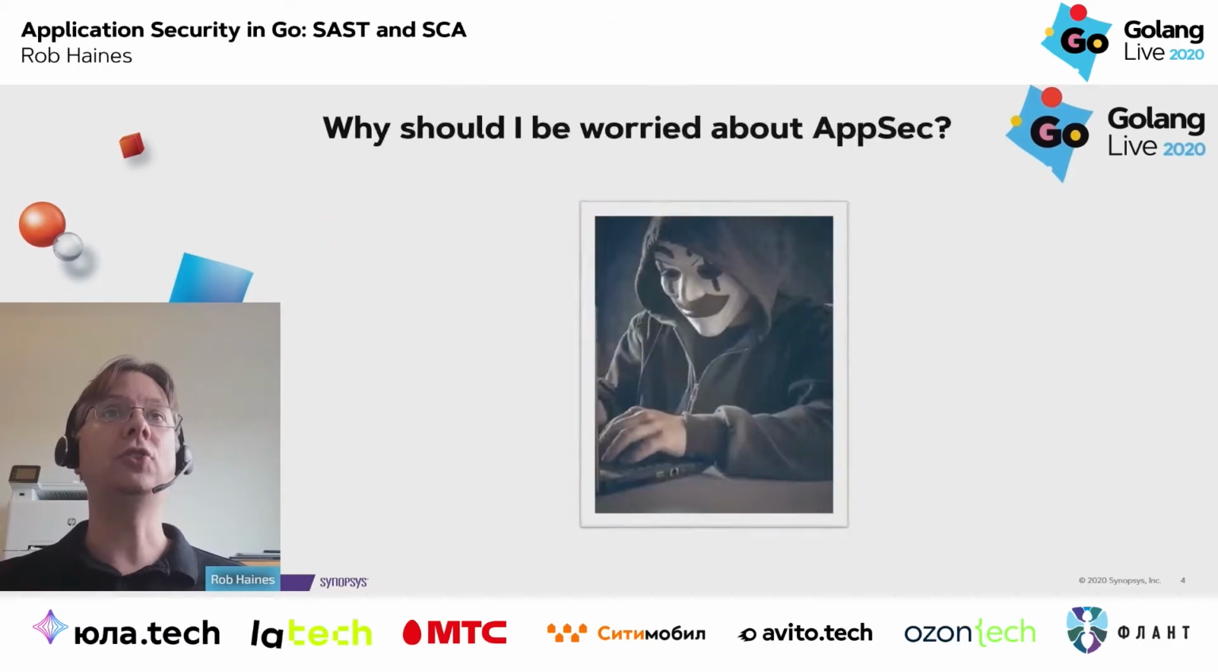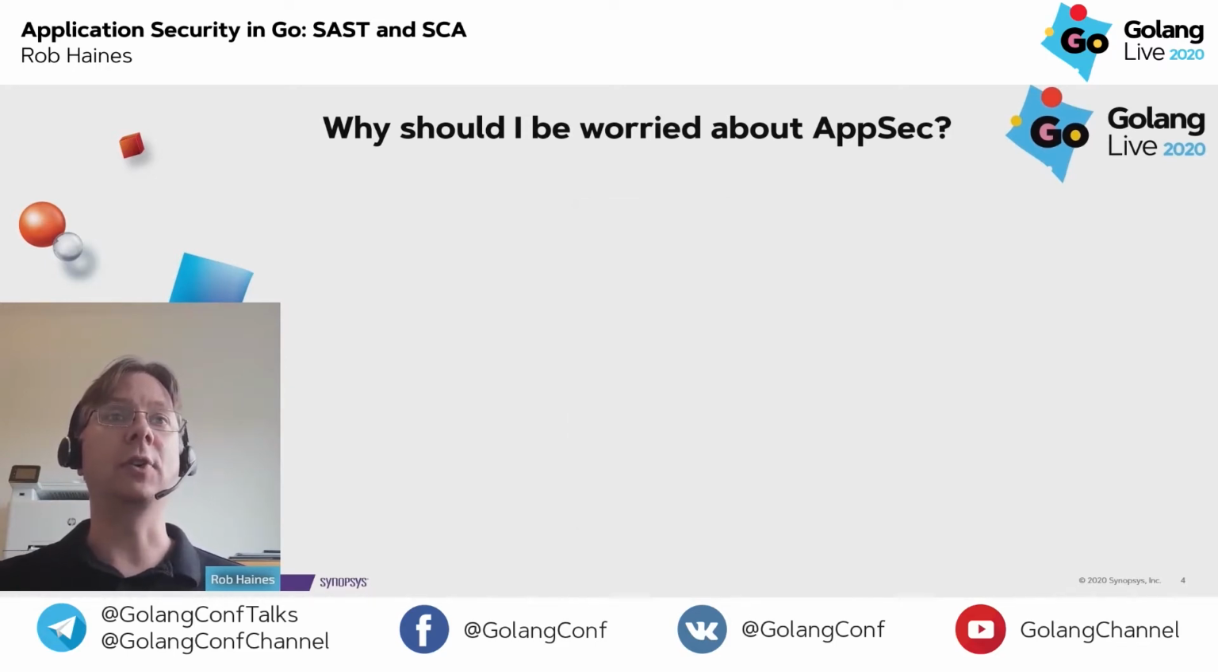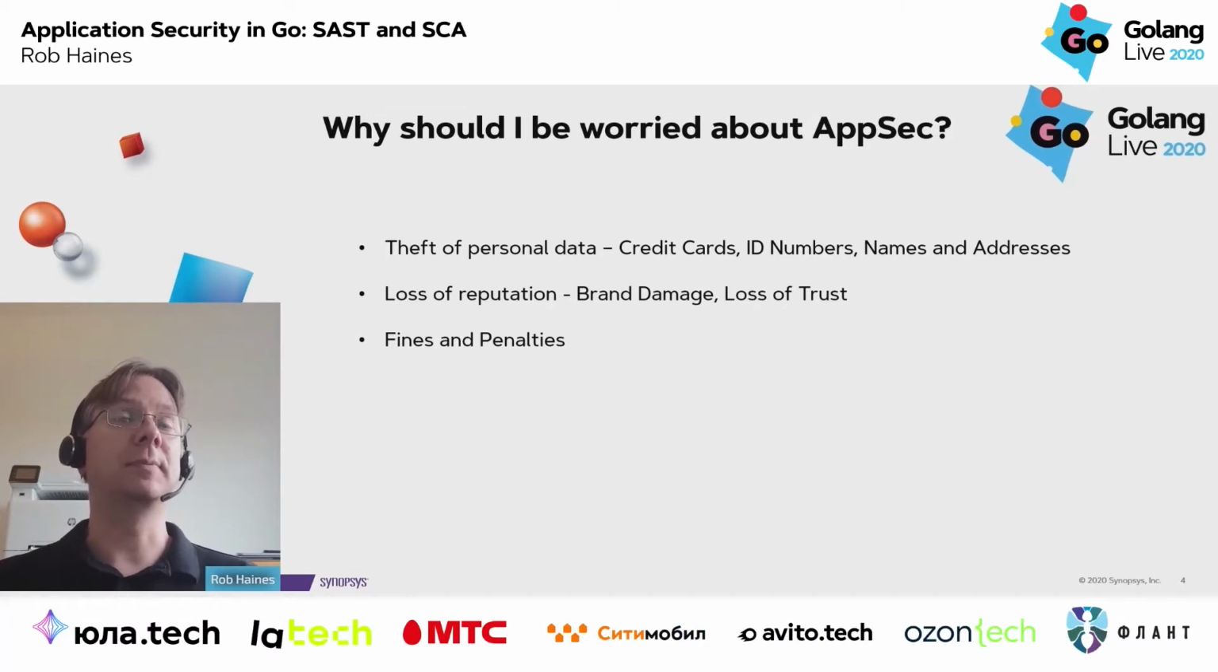Okay, so why should you be worried about AppSec? When we think about application security, we think about hackers, but really what is the problem we're trying to solve? Really, what hackers are trying to achieve generally is the theft of personal data. So they are trying to steal information that they can use, like credit card numbers, ID numbers, names and addresses. Now, this can obviously lead to a loss of reputation for your company. You can get brand damage and a loss of trust.